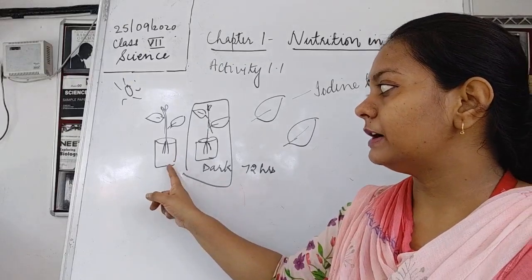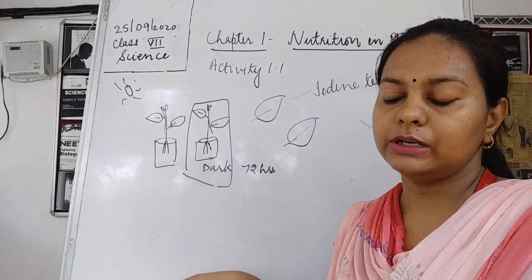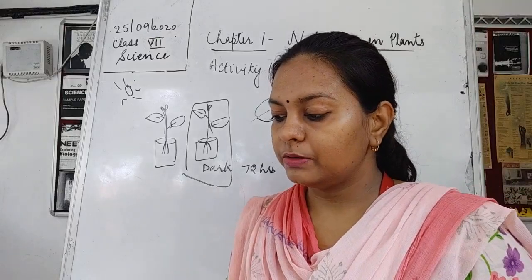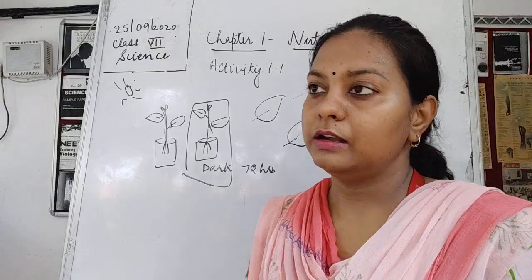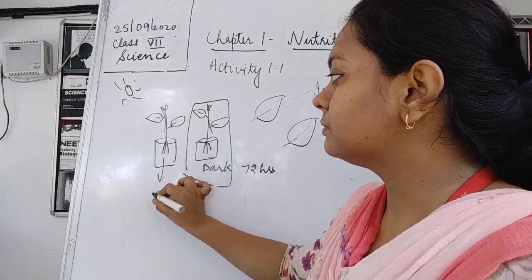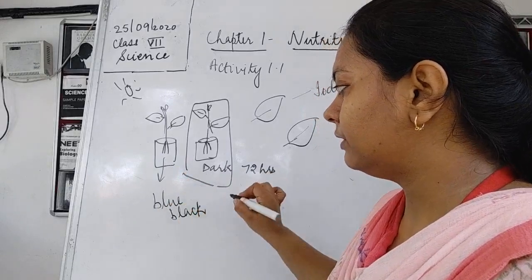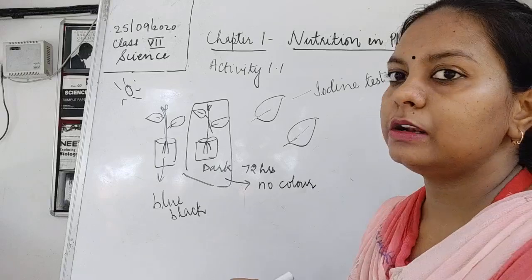Okay, so carbohydrate is being converted in the form of starch during the daytime, but at night it is being utilized. So this is what the iodine test is about. The plant which was kept in the sun will show a blue black color with the iodine, but in the dark, no color. It would be the same color or colorless.